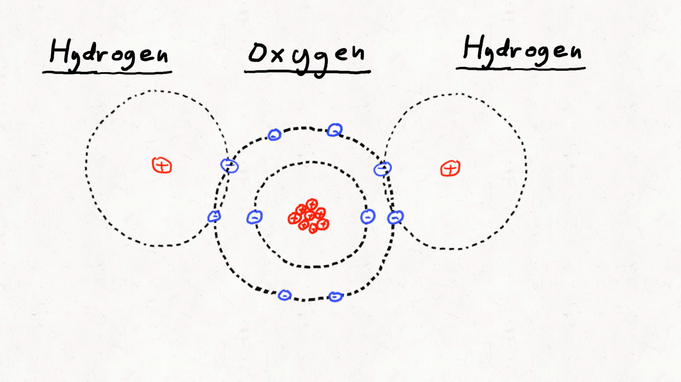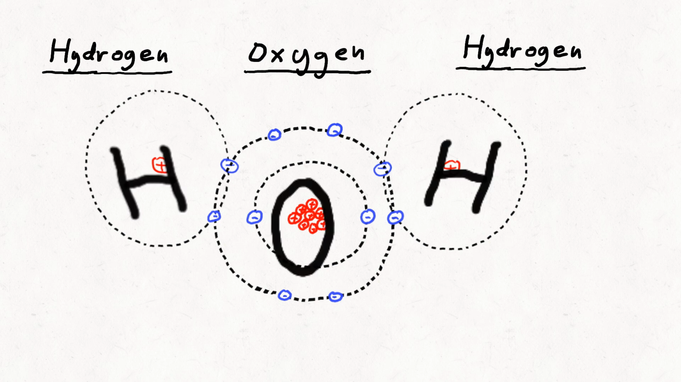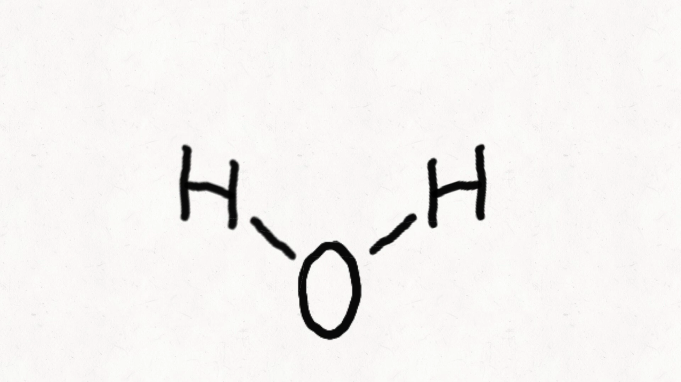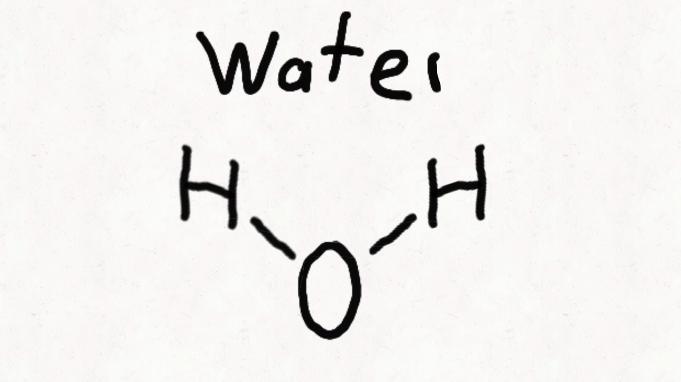Instead of drawing this full model, we will usually represent each element with its atomic symbol and add lines to represent the bonds. The 2 hydrogen atoms and 1 oxygen atom, along with the bonds that hold them together, form a molecule. In this case, the molecule is a single molecule of water.